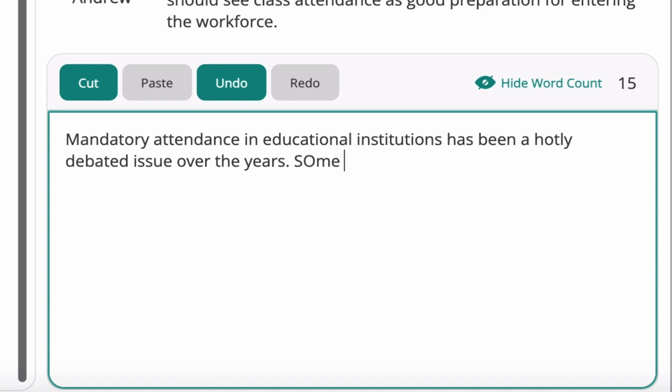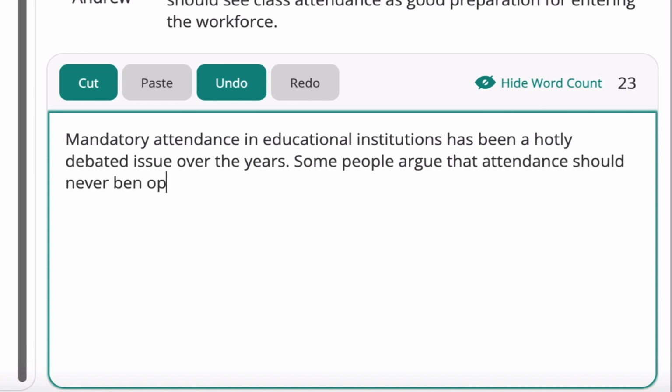And then I'm going to introduce a counter argument. The counter argument is the group of people who say, yes, attendance should be mandatory. Some people argue that attendance should never be optional.